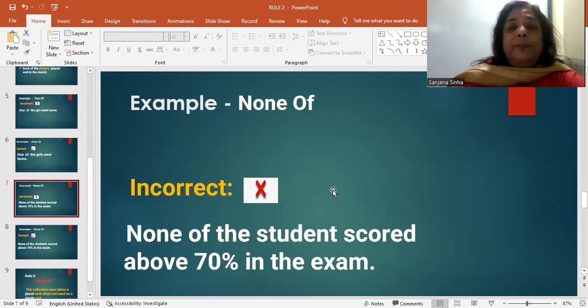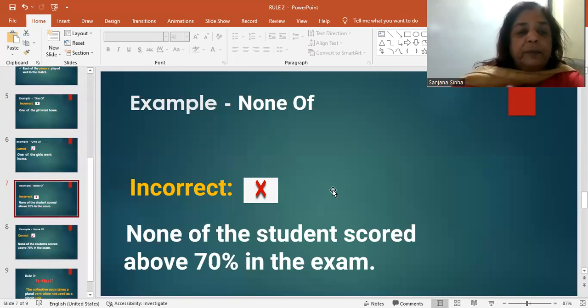None of, koi bhi nahi, kisi ne bhi nahi. Incorrect sentence: none of the students scored above 70% in exam. None of the students scored. जितने भी students class में थे, किसी ने भी 70% से ज्यादा score नहीं किया. So none of the students scored above 70% marks.